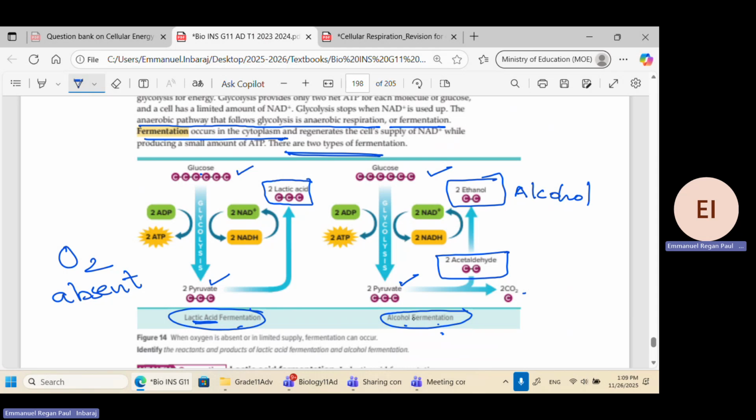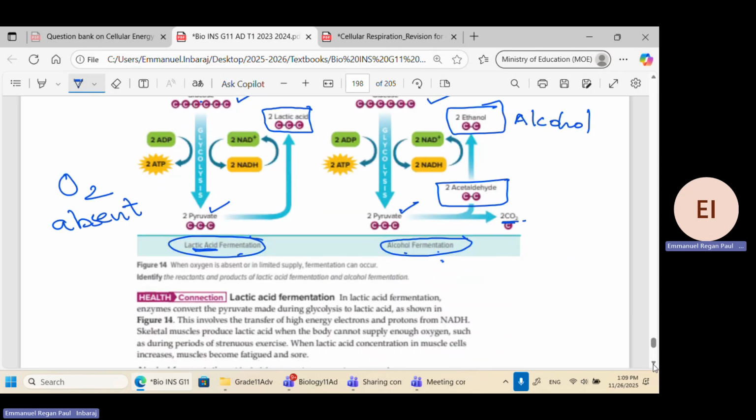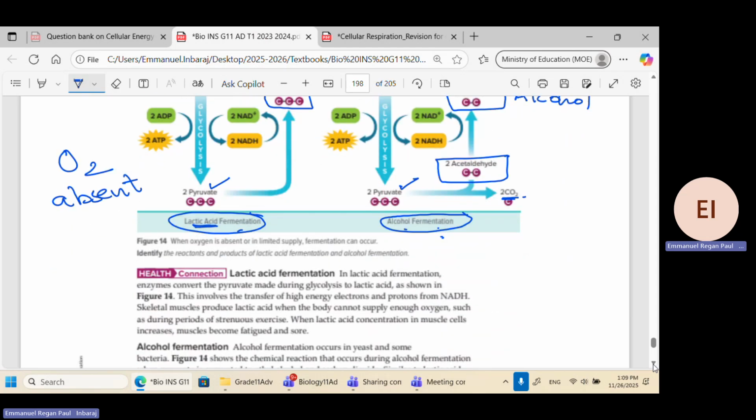You look here, in alcohol fermentation, carbon dioxide is given out. Keep that also in your mind. So this is the difference between lactic acid and alcohol fermentation.